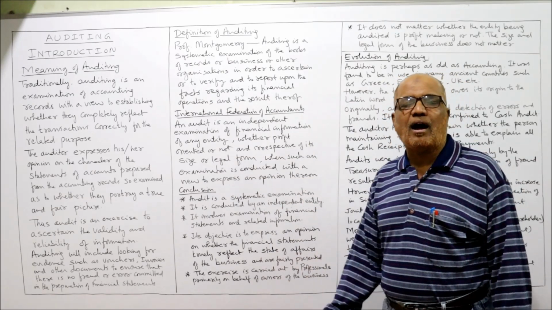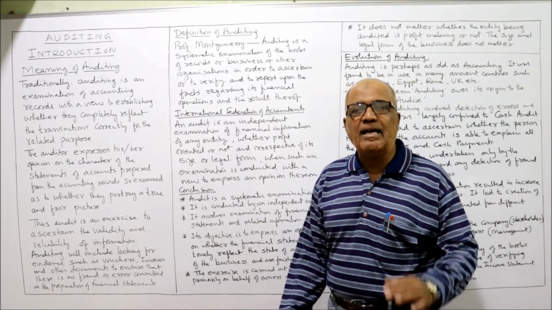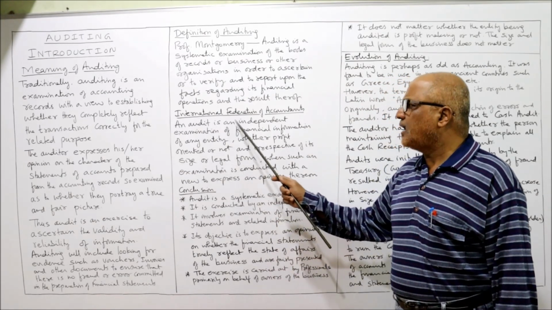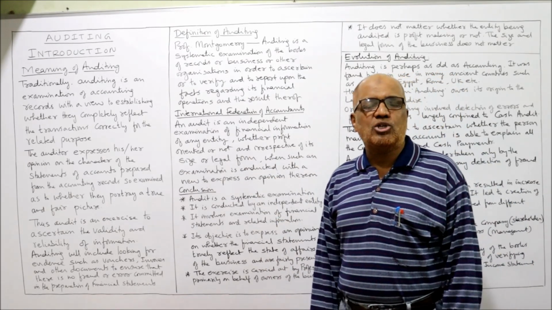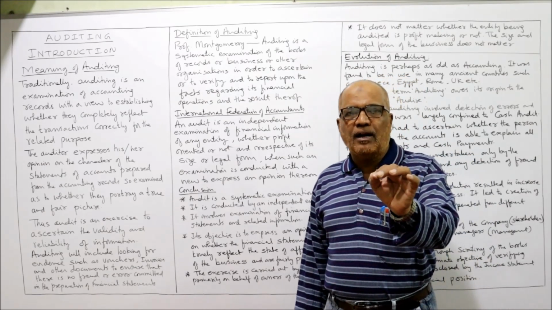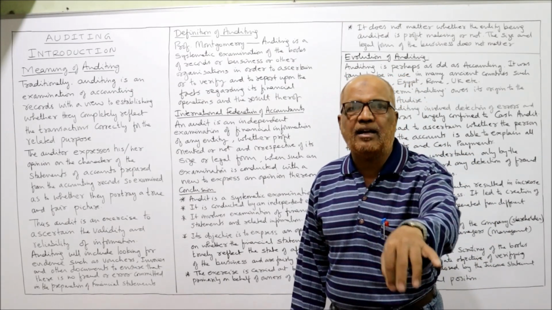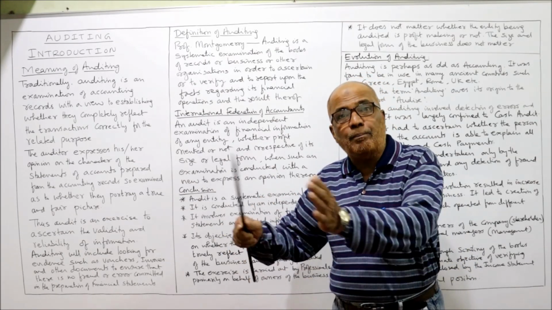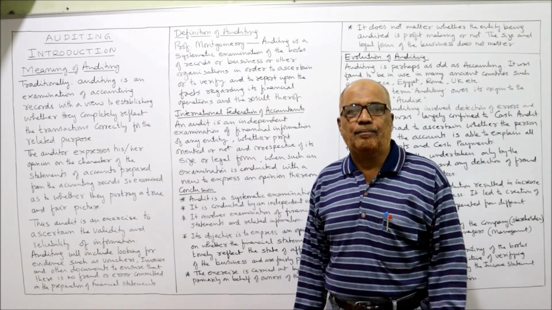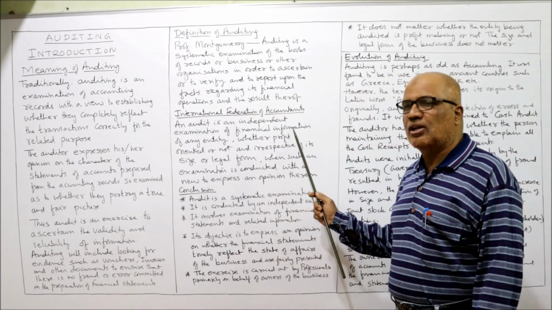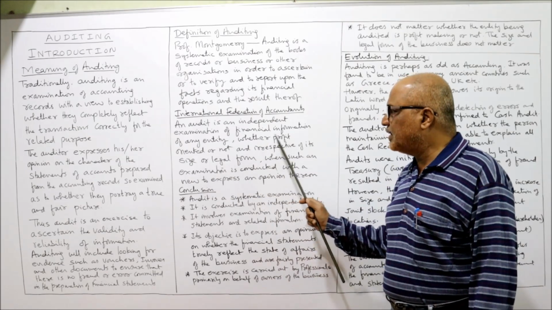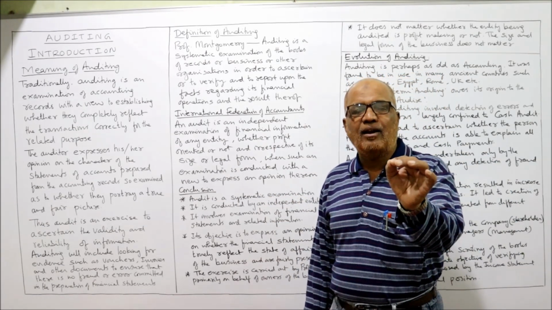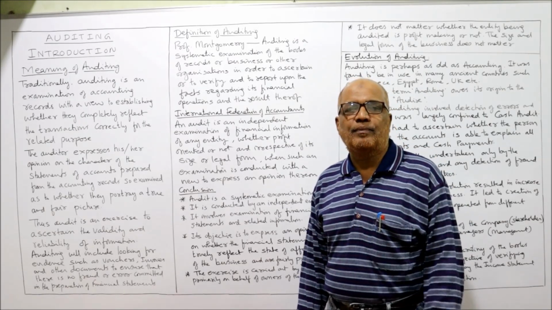The International Federation of Accountants, another association, has given the meaning of the term auditing. An audit is an independent examination. Remember, auditing will not be done by the same person who has maintained the accounts, but by an independent, separate person, another person. It is an independent examination of financial information of an entity, whether profit oriented or not. That means auditing is not confined only to business organizations.